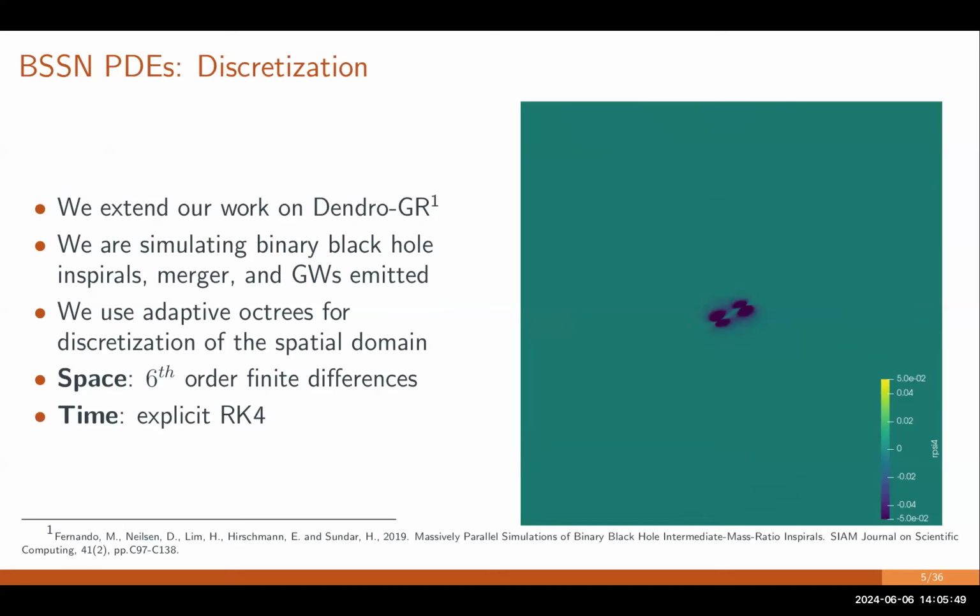In this presentation, I'm going to mainly focus on extending our DendroGR framework to support GPU acceleration for performing binary black hole simulations. We are interested in doing binary black hole simulations, and we use adaptive octrees for our spatial discretization. And we use 6th order finite differences in space and explicit RK4 in time.